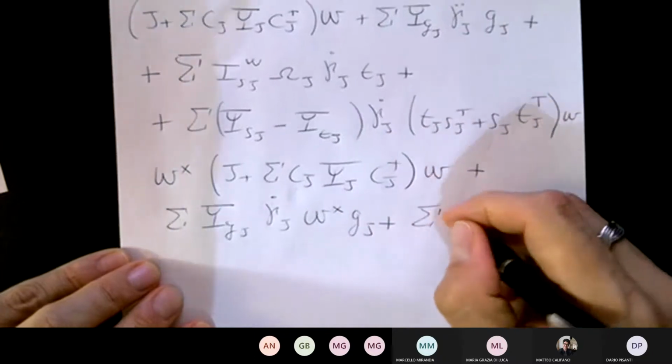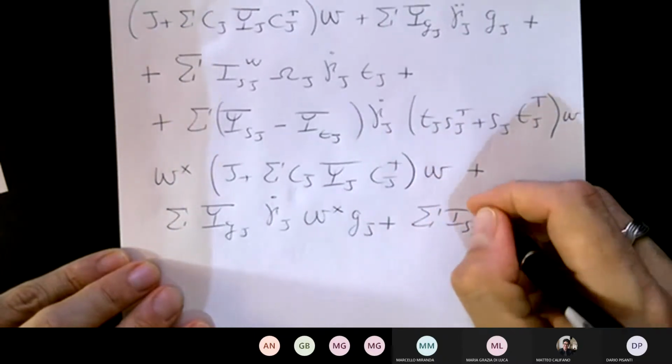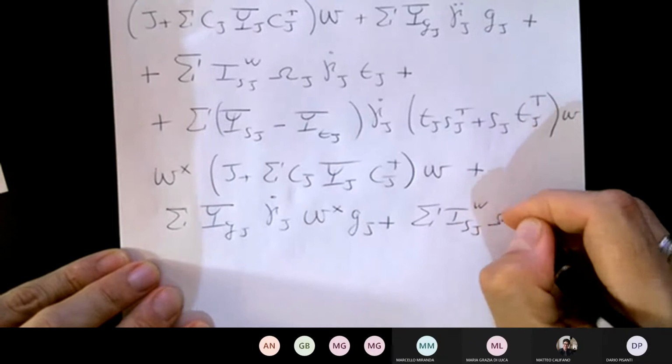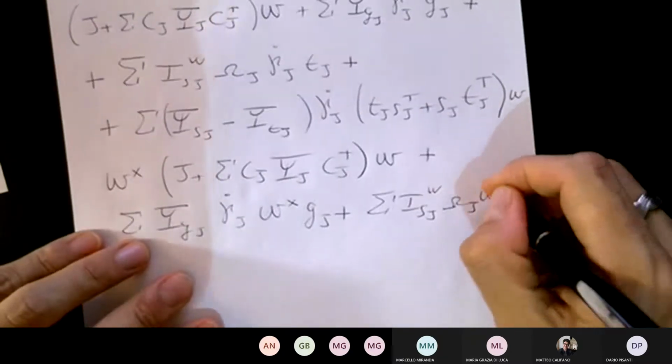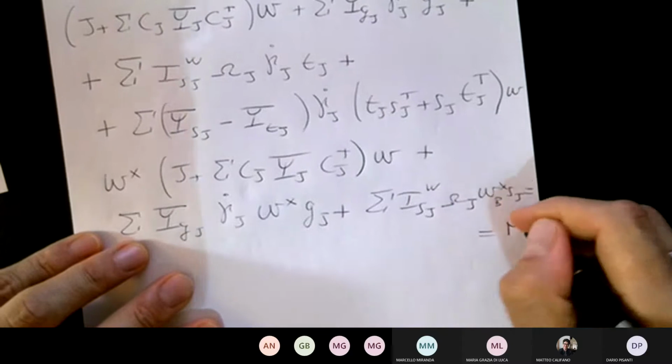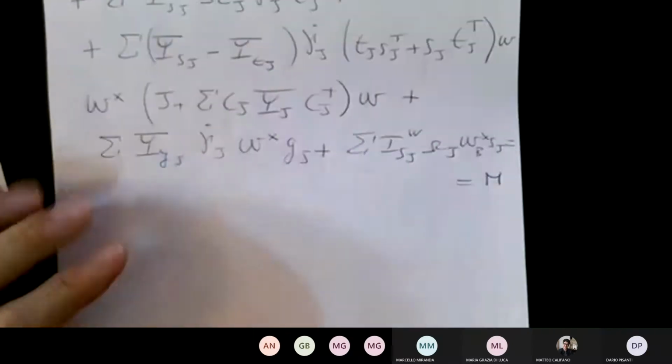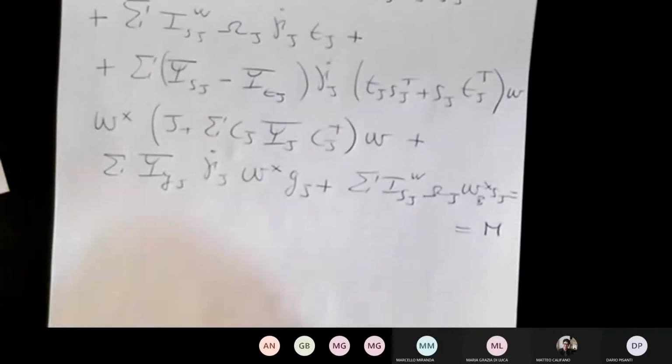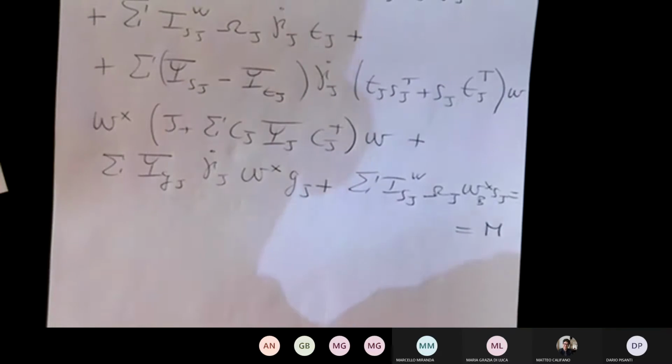Finally, we have this term omega b I_sj, and this is equal to external moments. So not much nicer than the previous one. There's a few terms that go away, but that's what you get.